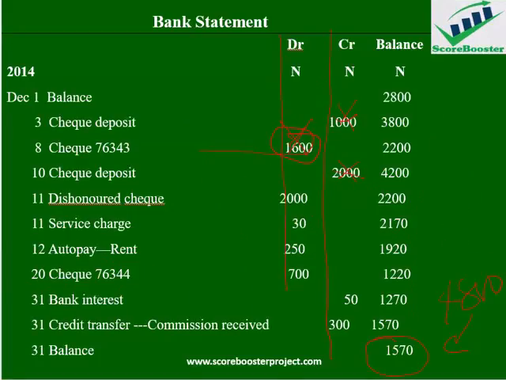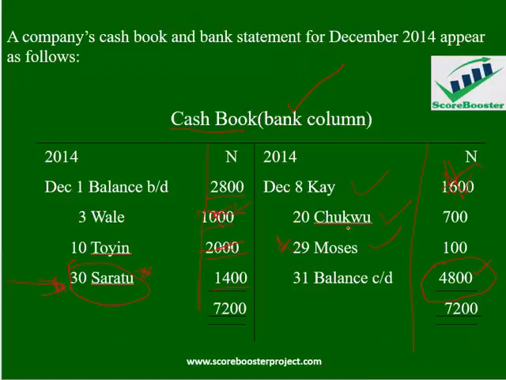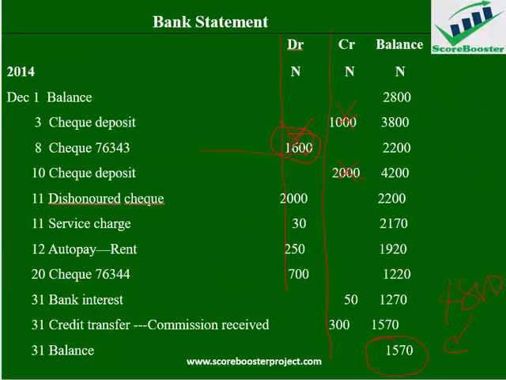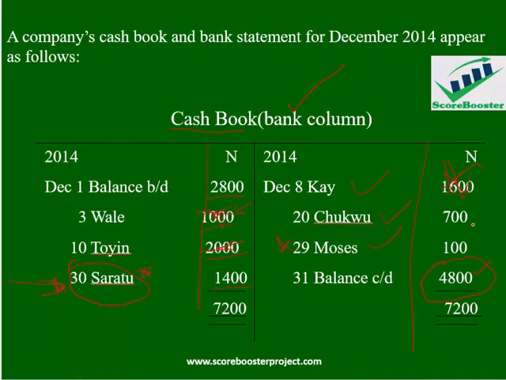Let's come here. Chuku was given a check of 700. I expect Chuku to come here and deposit. Look at Chuku there, 700. You know, the bank collects the money and pays him, and they debit my account. They will give me a debit alert here. So that one is also out of scope.